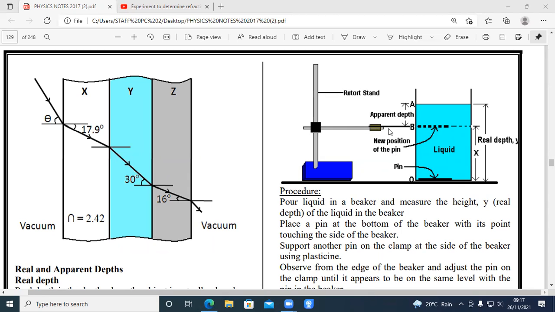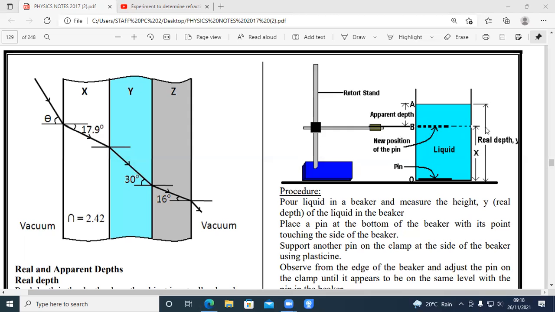Then we keep on adjusting this pin here, the one we have clamped. We move it up and down until there is no parallax. In other words, we also call it the no parallax method. They should coincide. The refracted image of the pin, which is down here, must coincide with the pin which is put on top here.